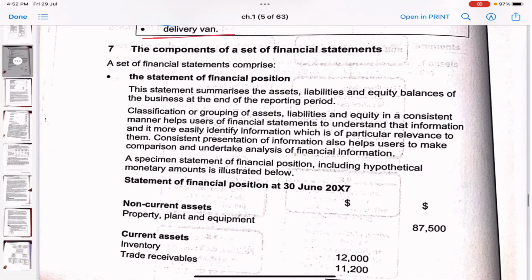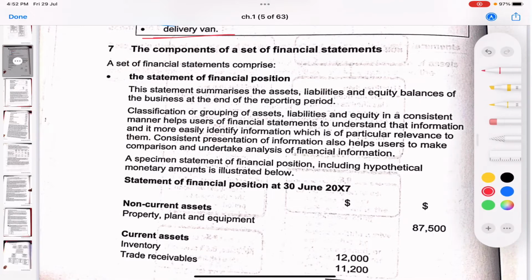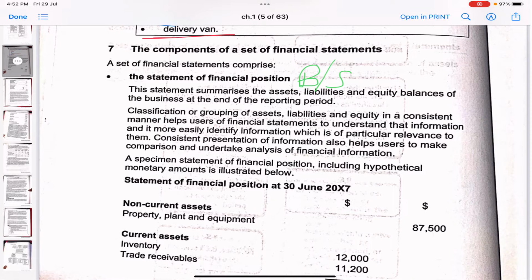So you're done. Now let's come to what the components of financial statements are. There are various components which are involved in the financial statements. The first thing we have is a statement of financial position. What is a statement of financial position? A statement of financial position is nothing but a balance sheet.